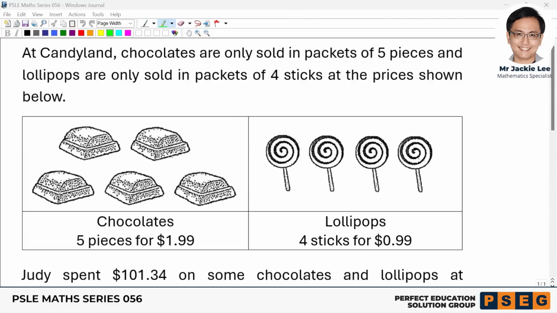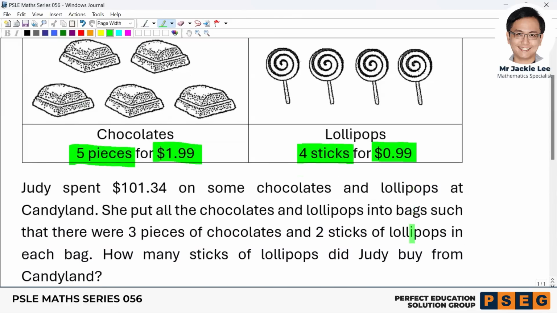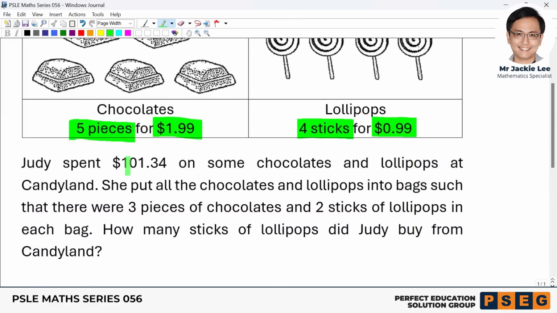Now we have two types of candy, chocolate and lollipops. They are sold at, 5 pieces for chocolate is $1.99. For lollipop, rather, it's 4 sticks is 99 cents. So this lady Judy spent altogether $101.34 on some chocolate and lollipops.